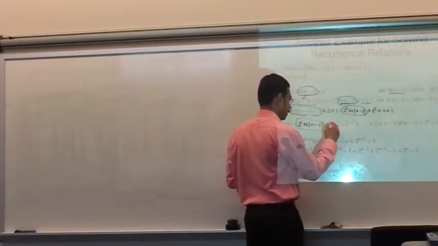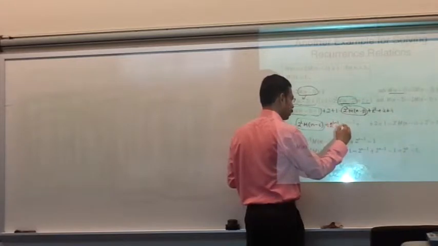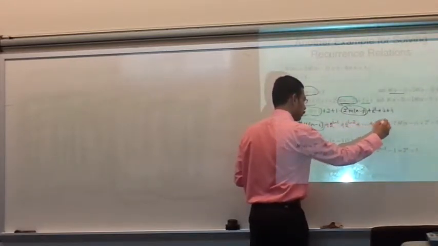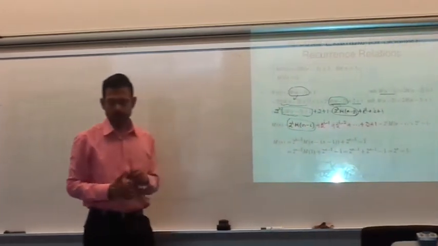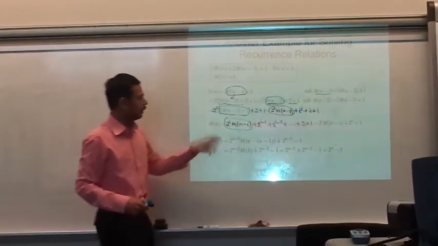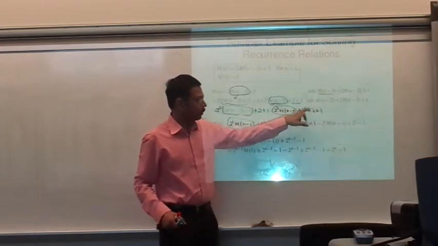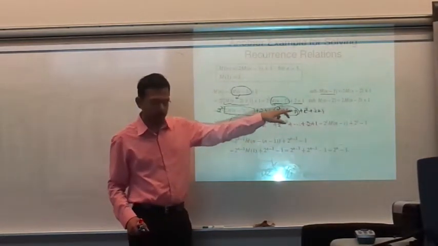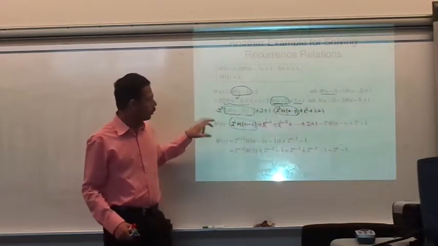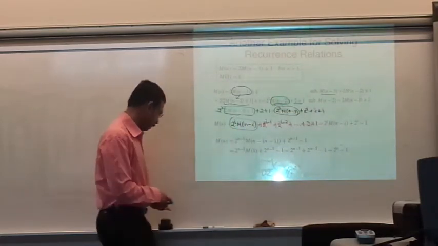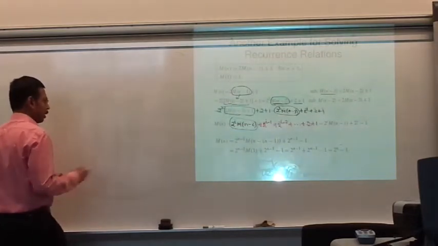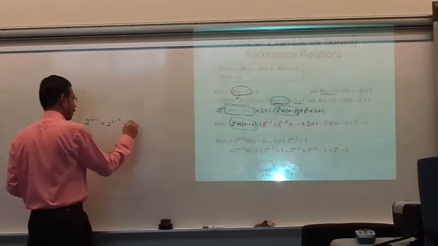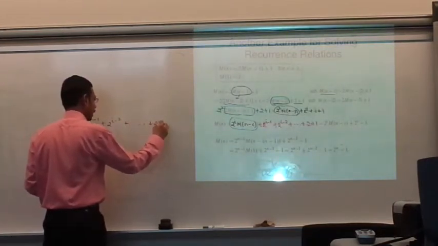Plus 2 to the power i minus 1 plus 2 to the power i minus 2 plus so on plus 2 plus 1. Okay? Because we have 2 cube, then 2 square, 2 plus 1. So we have 2 to the power i, so 2 to the power i minus 1, i minus 2 and so on to 1. So what can we say about this? We have here 2 to the power i minus 1 plus 2 to the power i minus 2 plus so on, 2 plus 1, right?